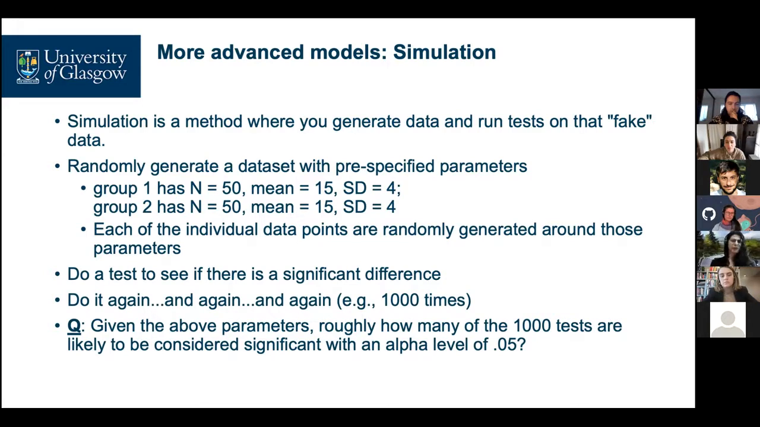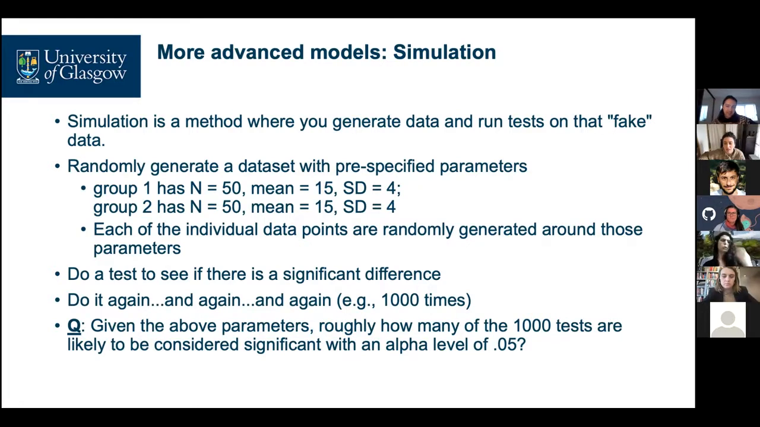Given the above parameters, roughly how many of the 1,000 tests would we consider to be likely to be significant if we had an alpha level of 0.05? Yeah, so Anna said 5%. That's correct. So we would expect 5% or 50 of the tests, roughly.